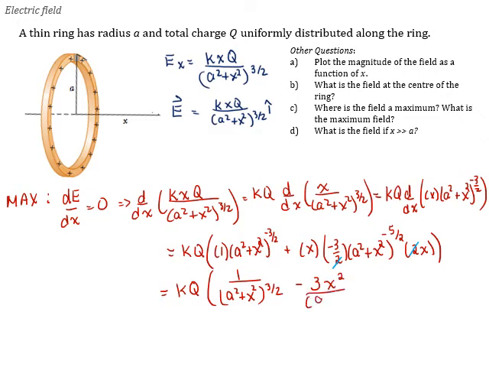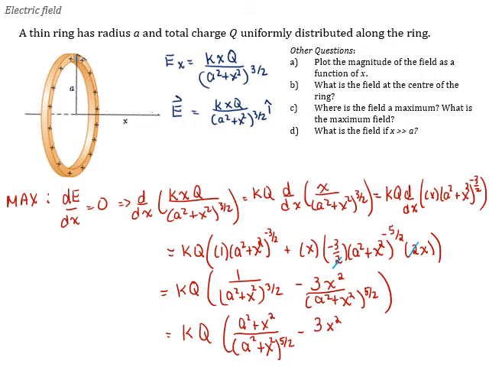And in the denominator, I've got a squared plus x squared to the 5 over 2. I'll get a common denominator by multiplying this term by a squared plus x squared, on top and bottom. So now my denominator is a squared plus x squared to the 5 over 2, minus 3x squared over a squared plus x squared to the 5 over 2. This will simplify one more bit. Now that I've got a common denominator, I'm going to have a squared plus x squared minus 3x squared all over a squared plus x squared to the 5 over 2.